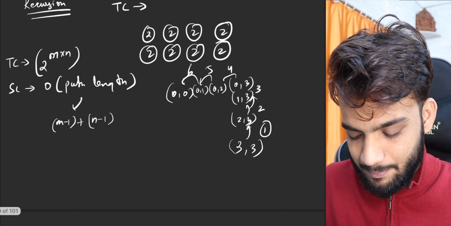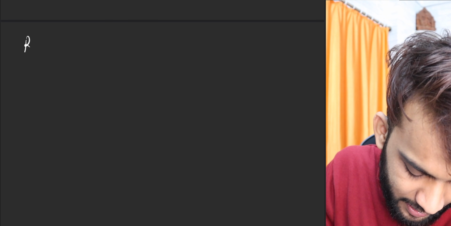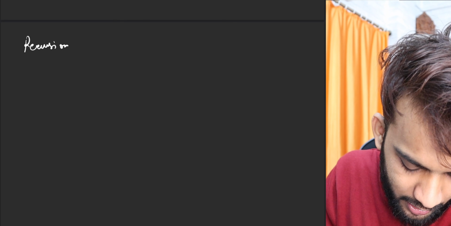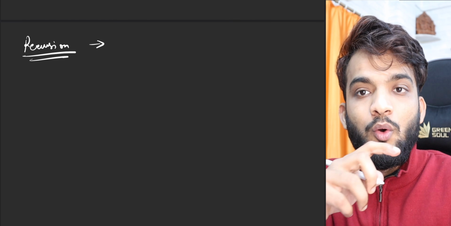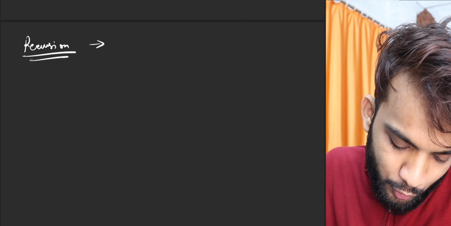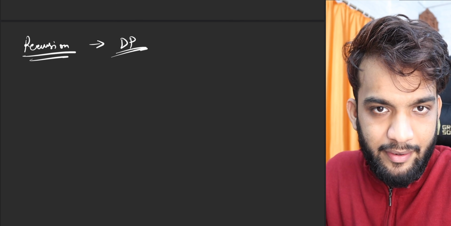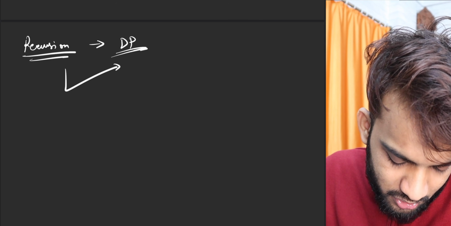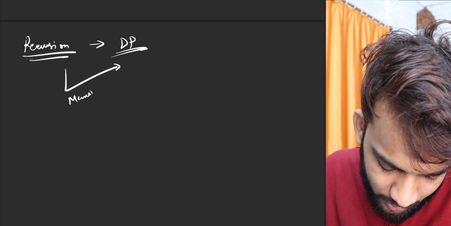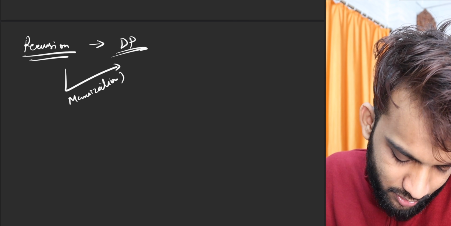Now, what's the next step? What's the next step in recursion? I have told you easily. How do you optimize recursion? In order to optimize recursion, what you generically do is you try to convert that into a possible DP solution, correct? And how do you do this? You try to do something which is known as memoization, correct?